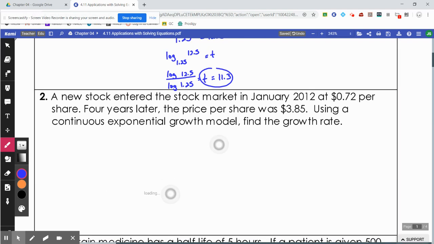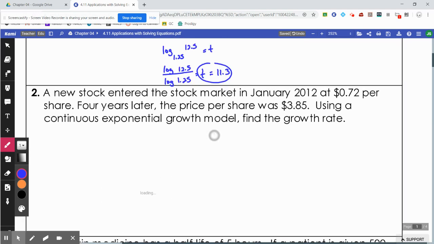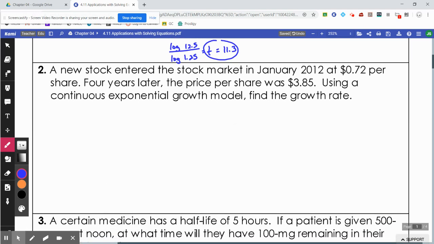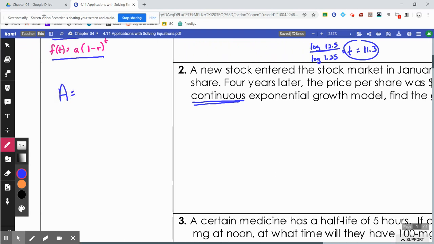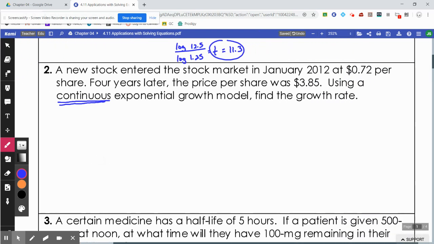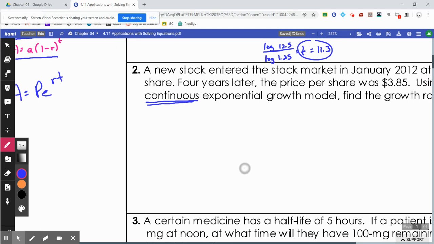Okay, number two. A new stock entered the stock market in January 2012 at 72 cents per share. 4 years later, the price of the share was $3.85. Using a continuous, now remember, anytime we see continuous, we're dealing with APERT. A equals P e to the r t power. So using APERT, find the growth rate. We're looking for the r value here.